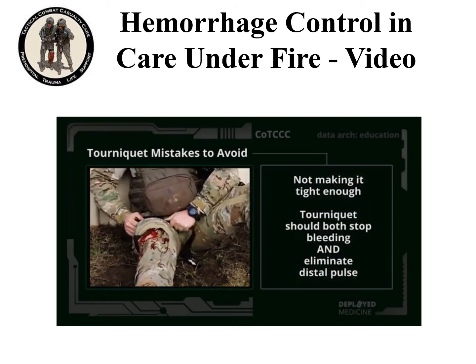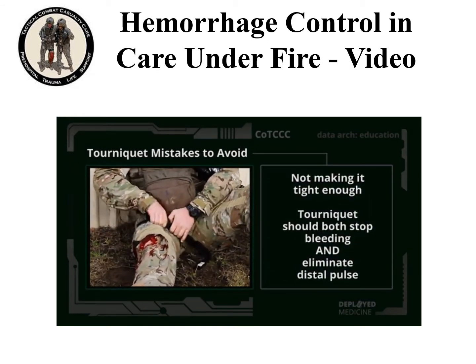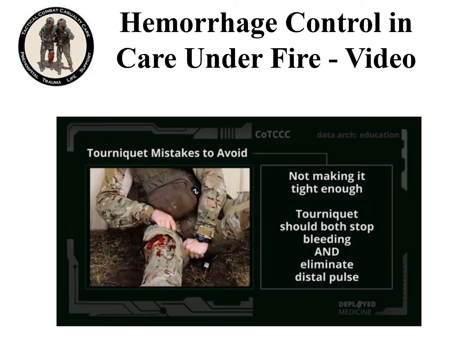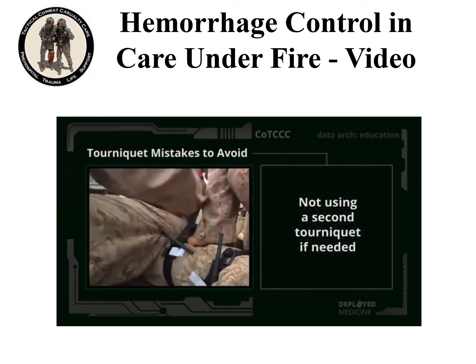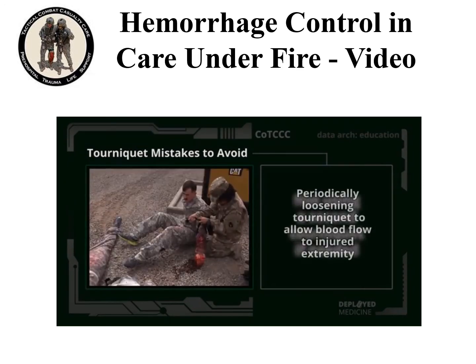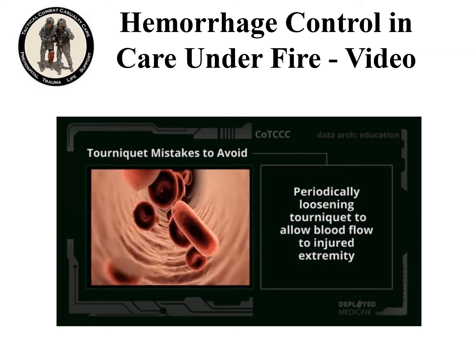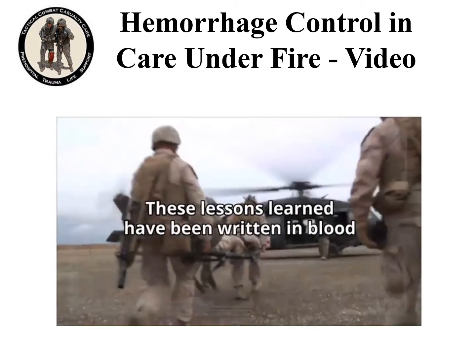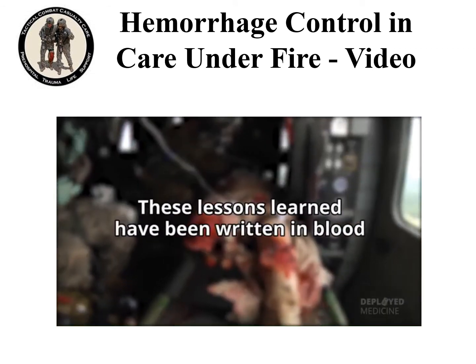Not making it tight enough. The tourniquet should both stop the bleeding and eliminate the distal pulse. Not using a second tourniquet if needed. Periodically loosening the tourniquet to allow blood flow to the injured extremity. These lessons learned have been written in blood.